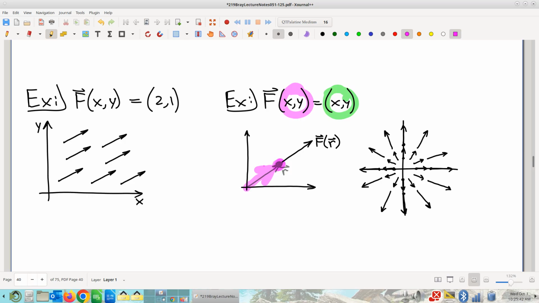It's just that when we draw the field vector, again, same vector, we draw that field vector with its tail at the point, not at the origin. When you're drawing a vector field, the tail is at the point.